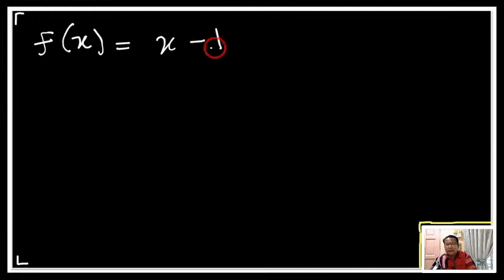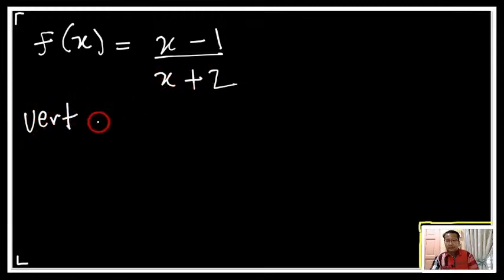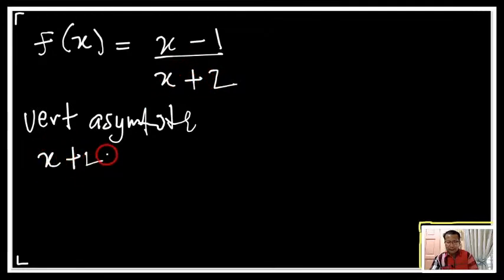Okay. The third type of graph that you need to know is the rational function. So f(x) is equal to (x minus 1) over (x plus 2). This one usually has an asymptote. Vertical asymptote happens when the denominator becomes 0. So x plus 2 equal to 0, x equal to minus 2.